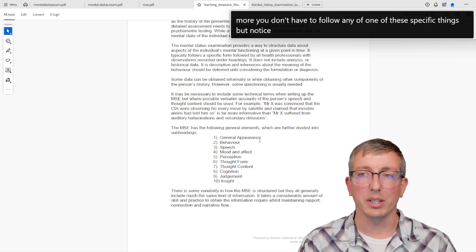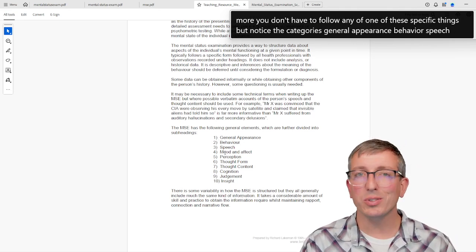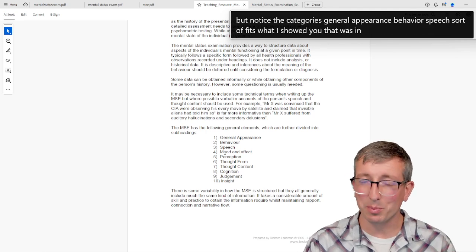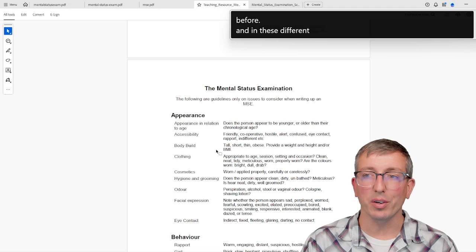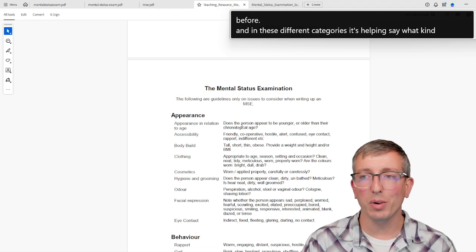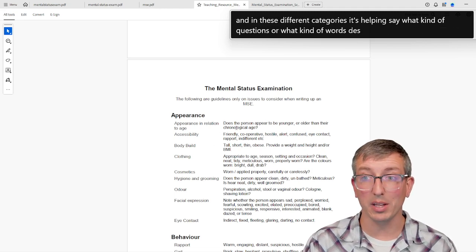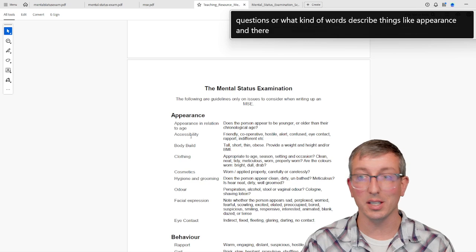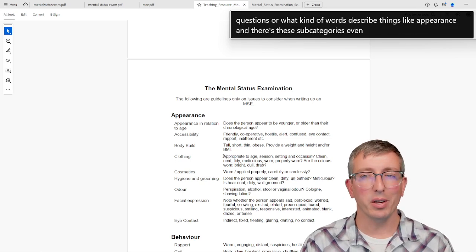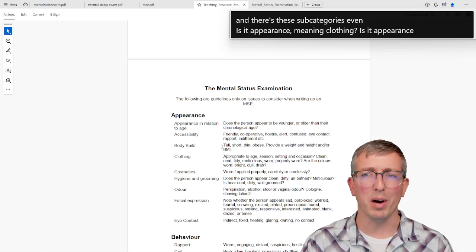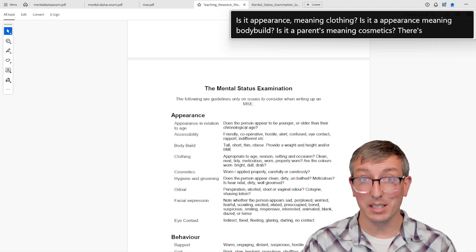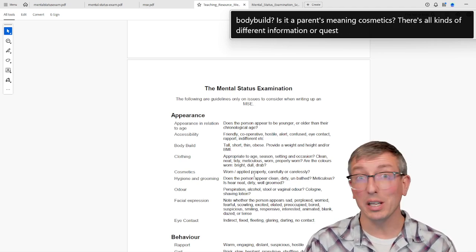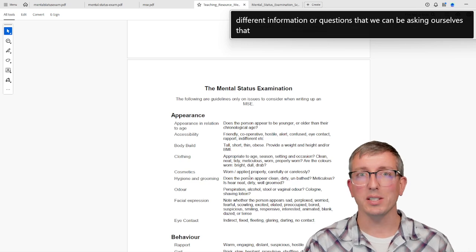But notice the categories: general appearance, behavior, speech. Sort of fits what I showed you that was in our textbook, also on the slides before. In these different categories, it's helping say what kind of questions or words describe things like appearance. And there are subcategories even. Is it appearance meaning clothing? Body build? Cosmetics? There's all kinds of information or questions that we can be asking ourselves that can help us here.